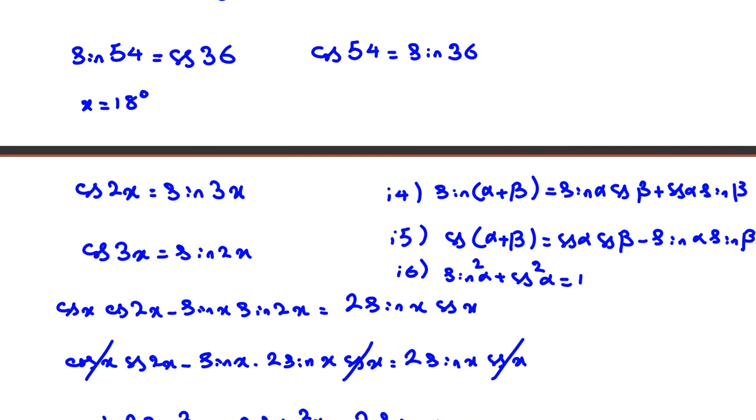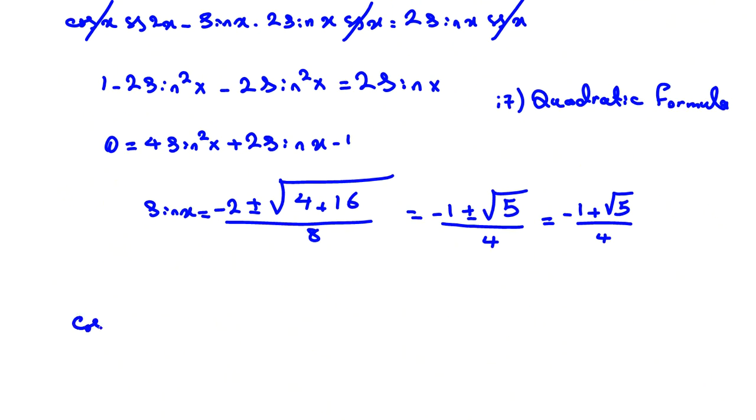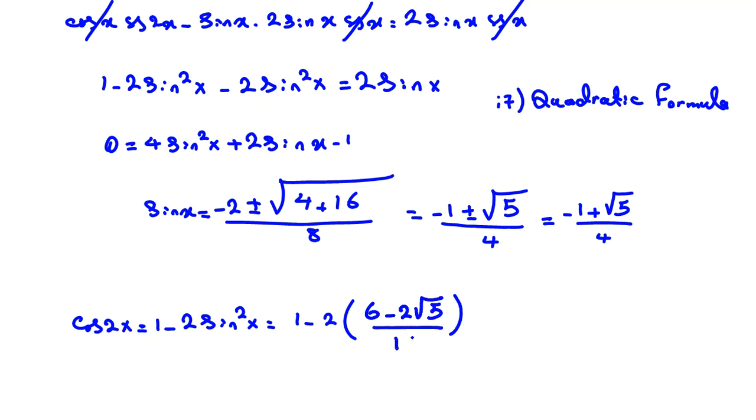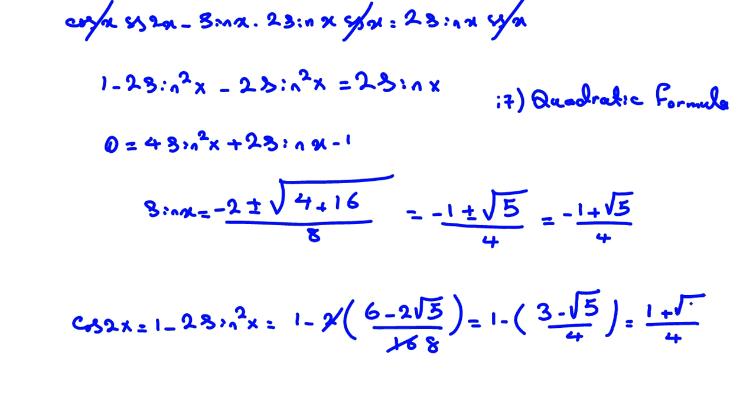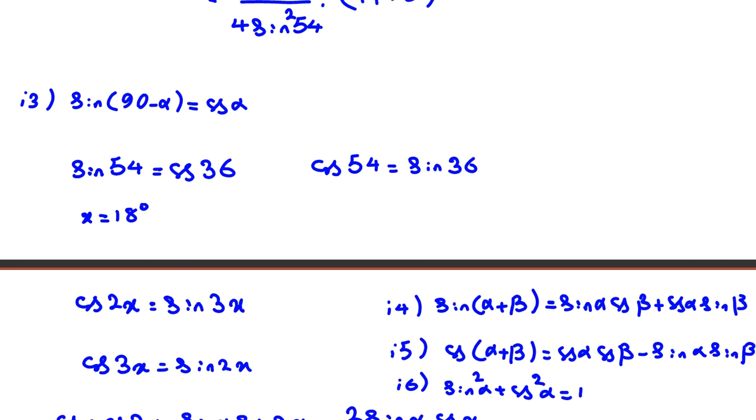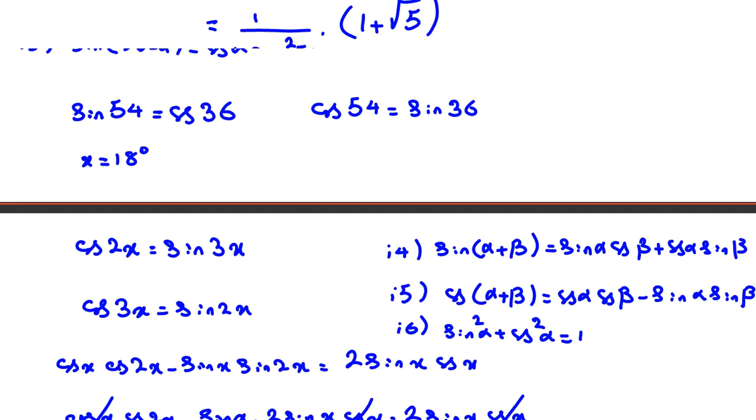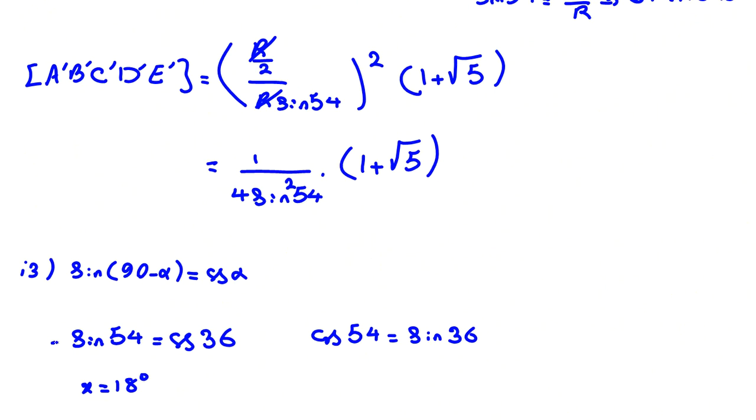Now I want to find cos 36, or cos 2x. Cos 2x will be what? We know that is 1 minus 2 sine squared x. So it will be 1 minus 2 times this squared, which will be 1 minus 2 times (6 minus 2 root 5) over 16. If we simplify this, it will be 1 minus (3 minus root 5) over 4. If we use a common denominator, 4 minus 3 is 1 plus root 5. Okay, so cos 2x is (1 plus root 5) over 4. So we've proved that it is equal to (1 plus root 5) over 4.